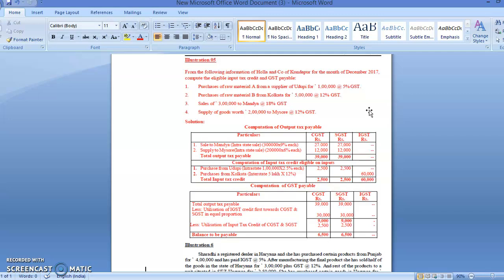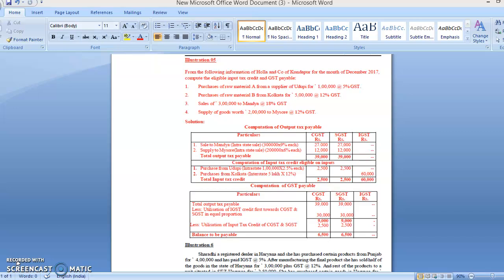Using this, we have to compute the output tax payable. So let us compute the output tax payable. First, let us see the supply, because by calculating the supply, we can find out the total output tax to be paid by Olla and Company. Later, we will see the purchases which has been made.